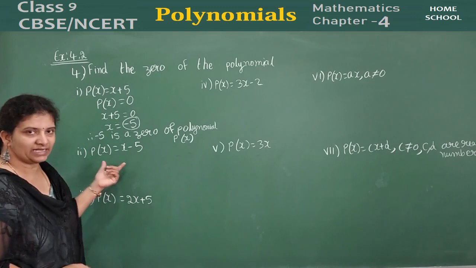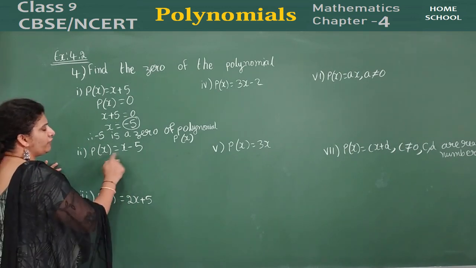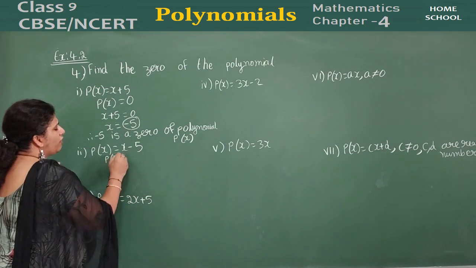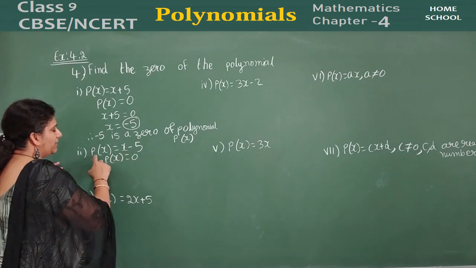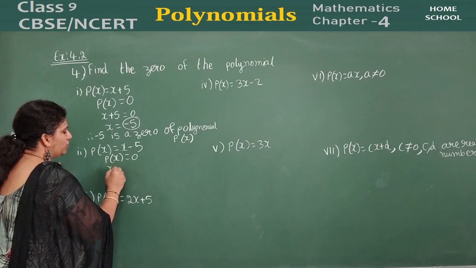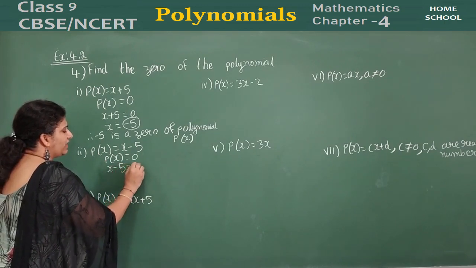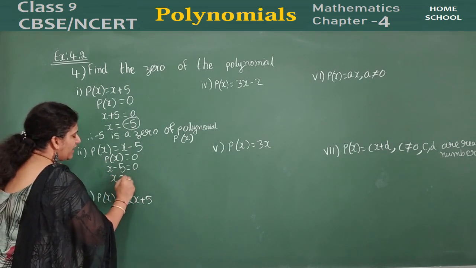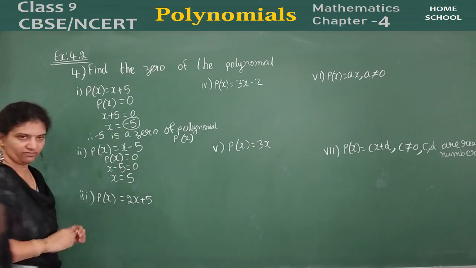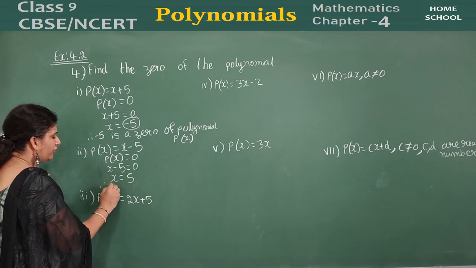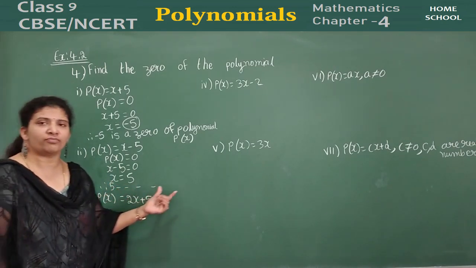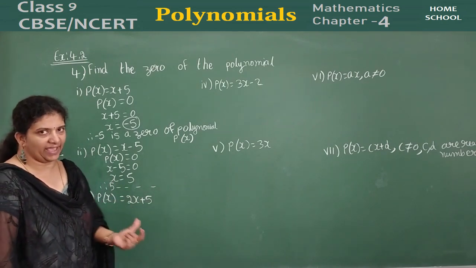So similarly, let's go with the second one. P of x is equal to x minus 5. What is the technique we need to do? P of x equal to 0. That means what is the P of x value? x minus 5 equal to 0. Minus 5 send to the other side. x is equal to 5. So therefore what are you going to write? You continue this line. Therefore 5 is a zero of the polynomial P of x.